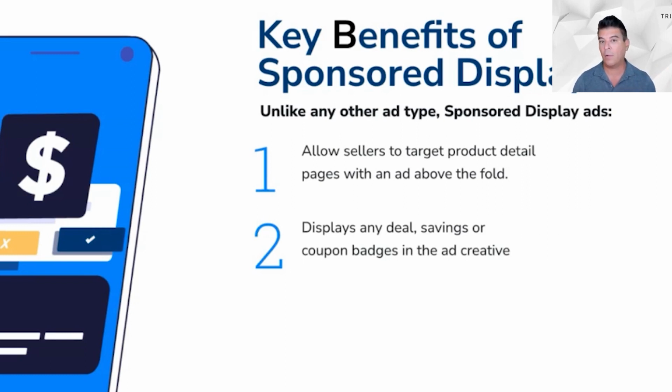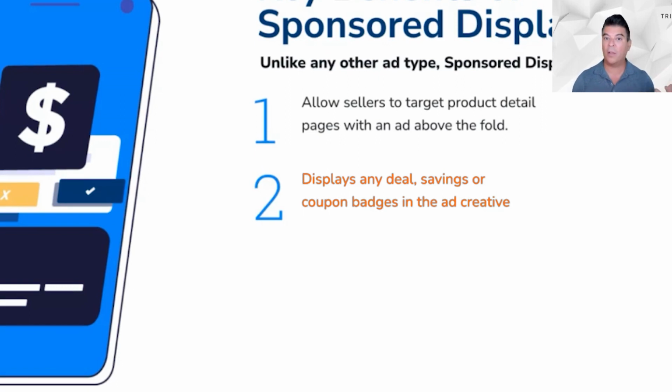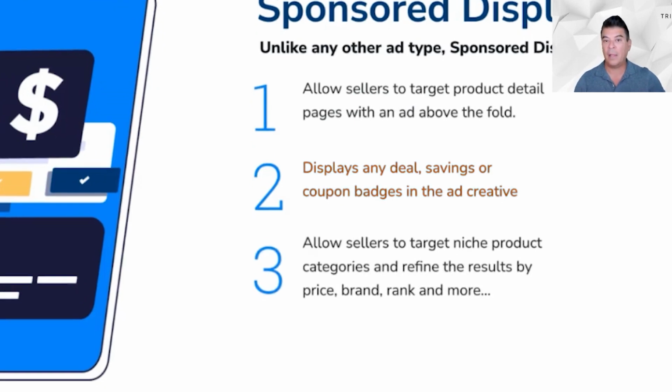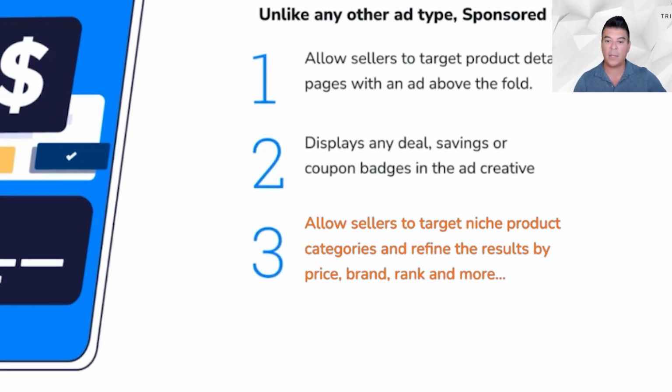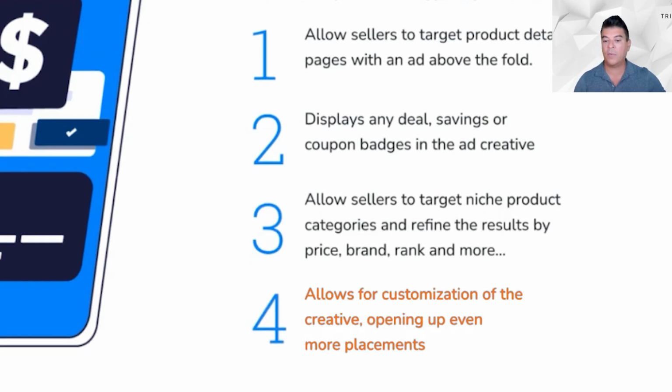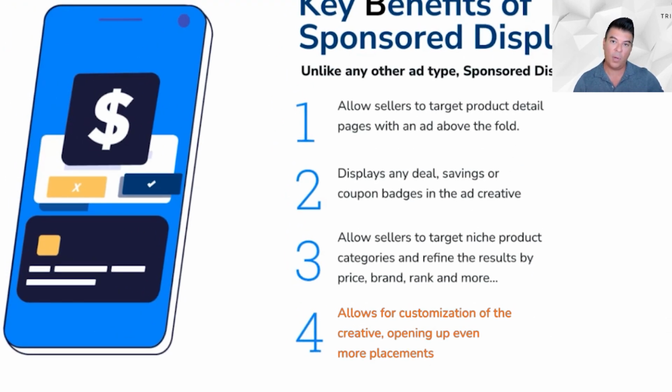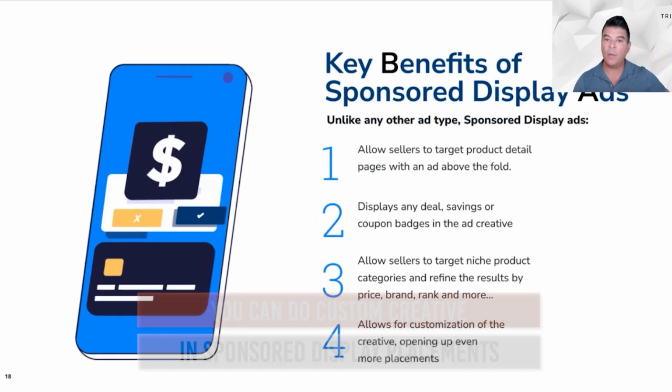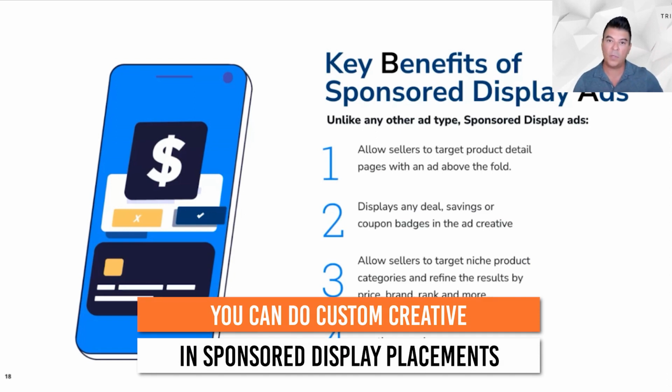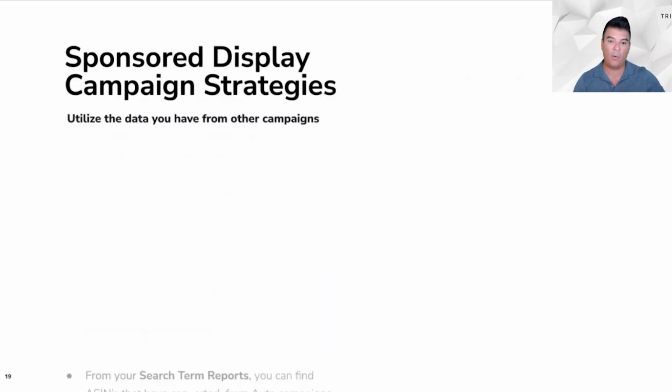If you're doing any kind of deal or savings or coupon or bestseller badge, if you've got any kind of badges, it's going to show in the ad creative that you might build for this campaign type. It allows sellers to target niche product categories and refine the results by price, brand, rank, and more, and I'll go into more detail about that. And lastly, it allows for customization of the creative. So besides sponsored brands, which has video creative and some lifestyle creative you can put in the top of the headline search ads, you can also do custom creative in sponsored display placements, which can be really, really powerful.